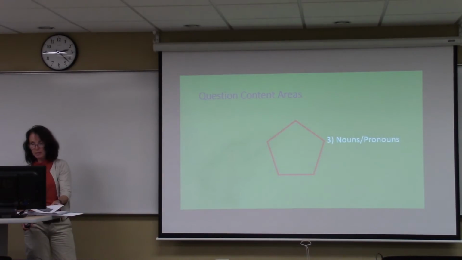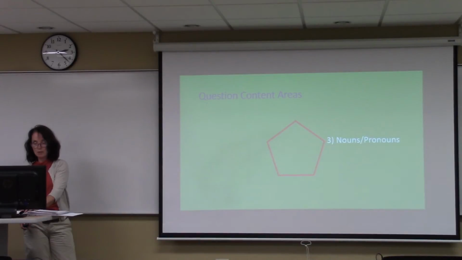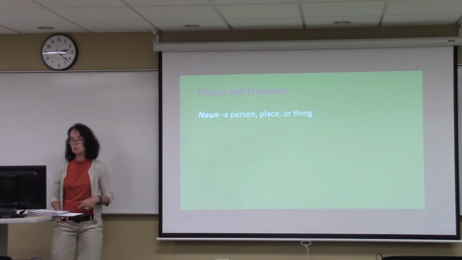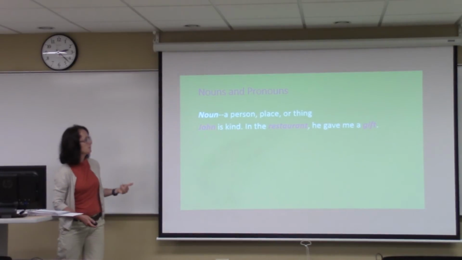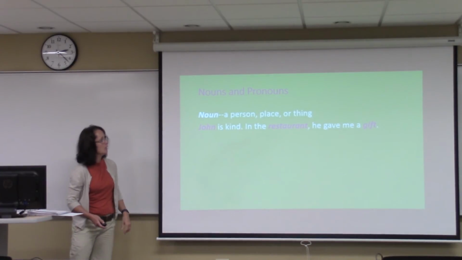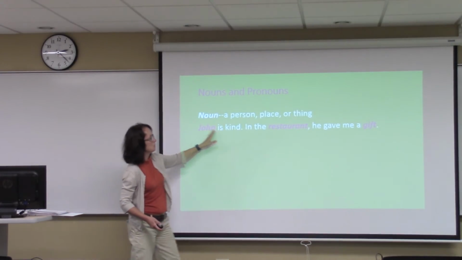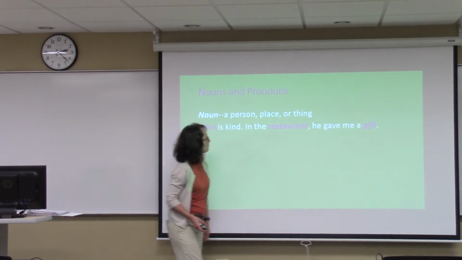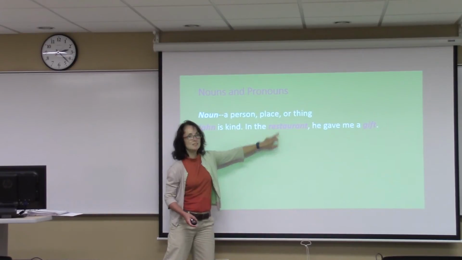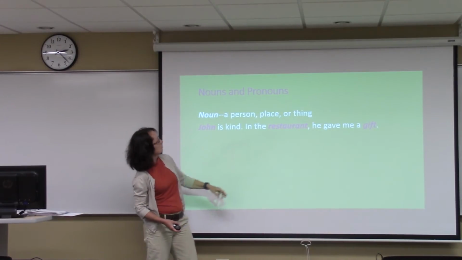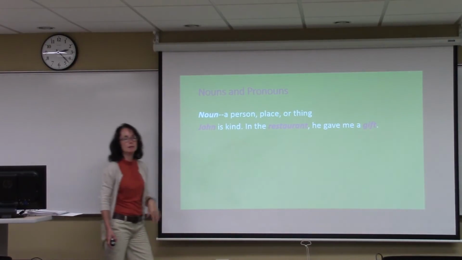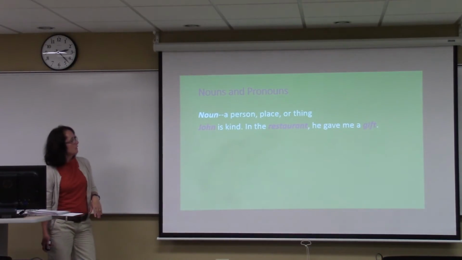Let's move on to the third content area, which is nouns and pronouns. So you all know that a noun is a person, place, or thing. That should be no surprise. John is kind. In the restaurant, he gave me a gift. Here's the person, here's the place, here's the thing. Look, the restaurant, a gift. Articles tell you a noun is coming.